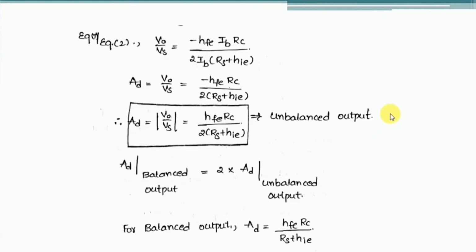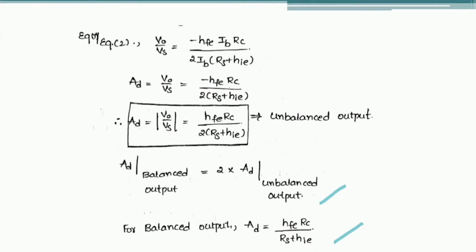If you consider the total circuit, then the output voltage will be obtained as the potential difference across the voltages of the collector terminals. We are calculating that as a balanced output. For the balanced output, the differential gain is twice that of the unbalanced output. By using this relation, for the balanced output signal the differential mode gain is HFE into RC by Rs plus HIE. So this is the procedure to calculate the differential mode gain for the dual input balanced output differential amplifier.